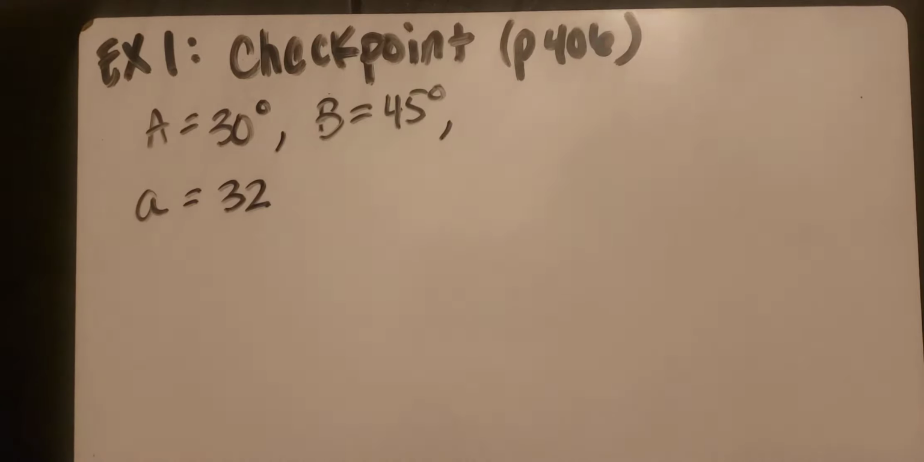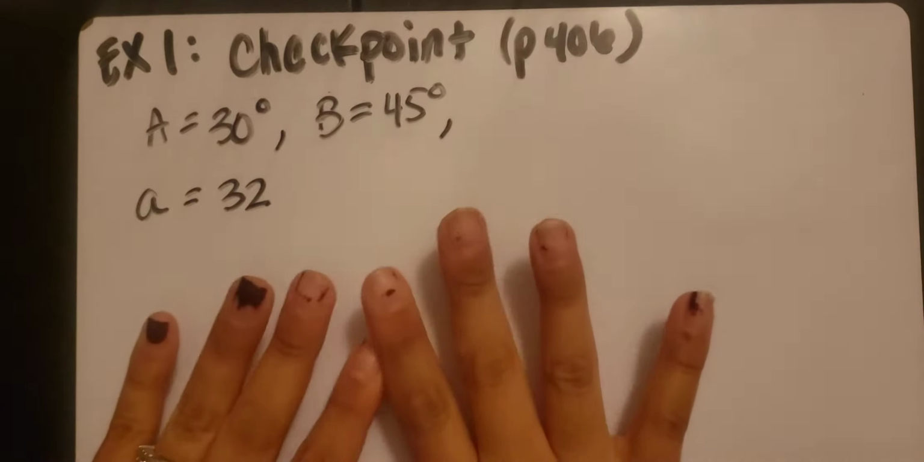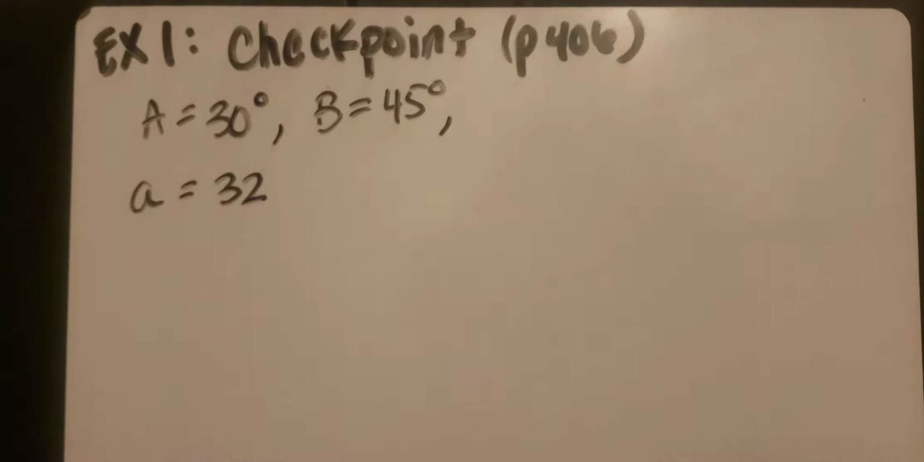But now you're going to be doing this for oblique triangles. Basically, oblique triangles are triangles that have no right angles, okay? And so we're going to start off with example number 1 and doing checkpoint 1, okay?